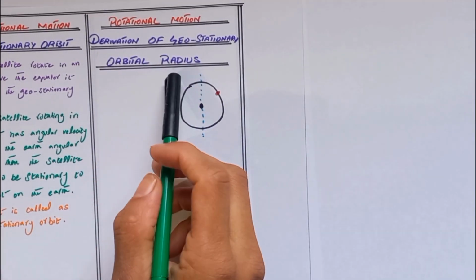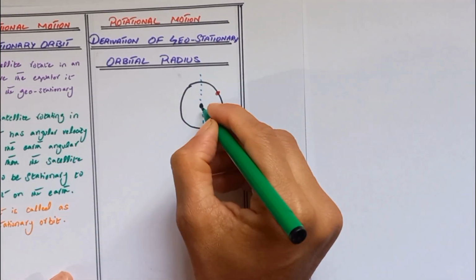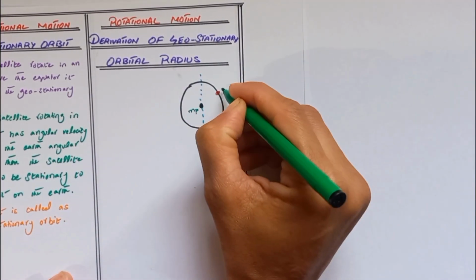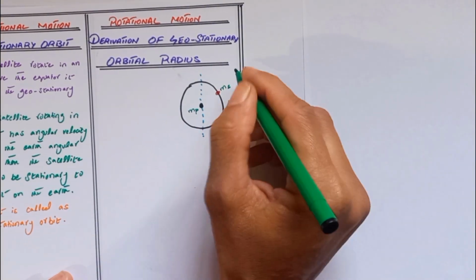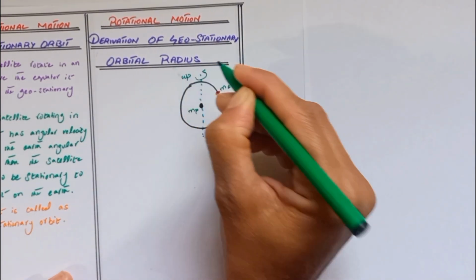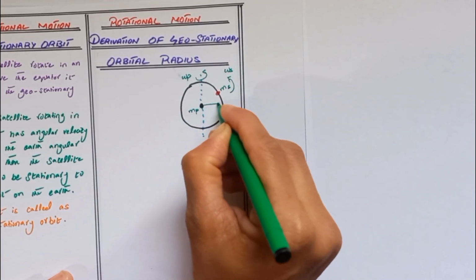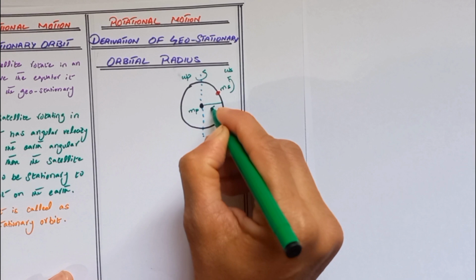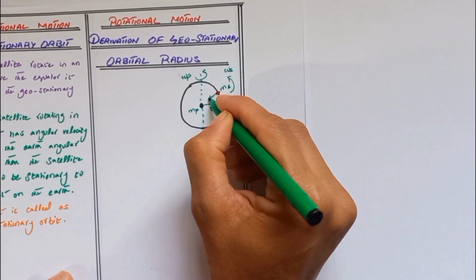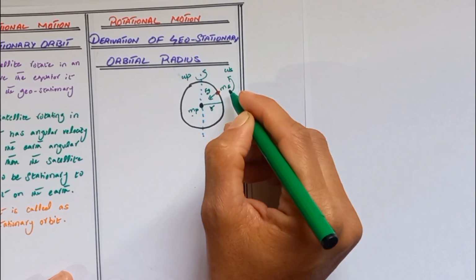Now we write the orbital radius of the geostationary satellite. Here we take the Earth and the satellite. Mass of the Earth or planet is represented by mp and mass of the satellite is represented by ms. The angular velocity of the planet is represented by omega p and the angular velocity of the satellite is represented by omega s. Here r is the radius of the circular path in which the satellite is moving. This is the gravitational force due to the attraction between the planet and the satellite.